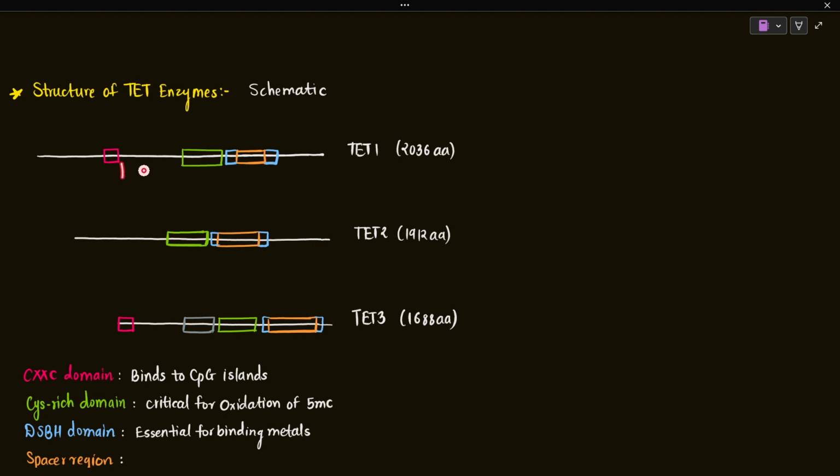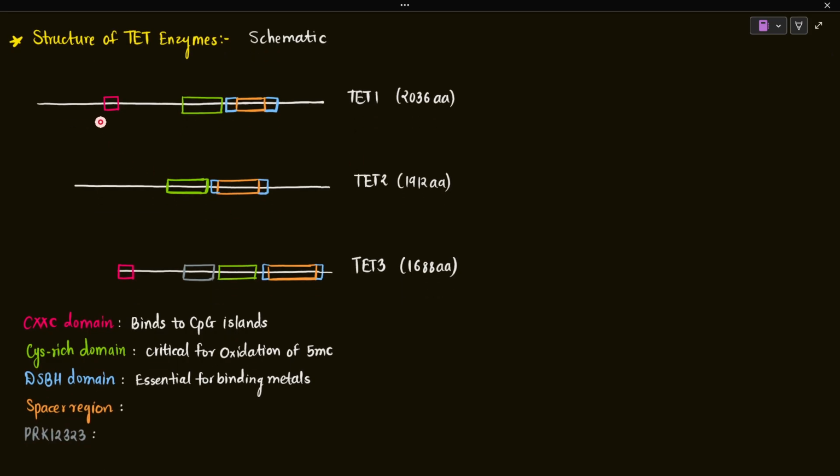Again, structural similarity can be found in this domain. This whole green, orange, and blue part is constant in all of them. Let's take a look at what these different domains are. This red domain is known as the CXXC domain, and it is responsible for binding to CpG islands. Due to this domain, the TET protein is recruited to the CpG islands.